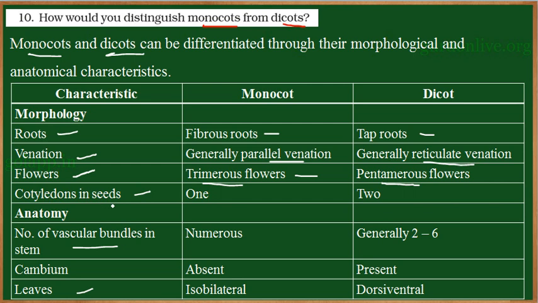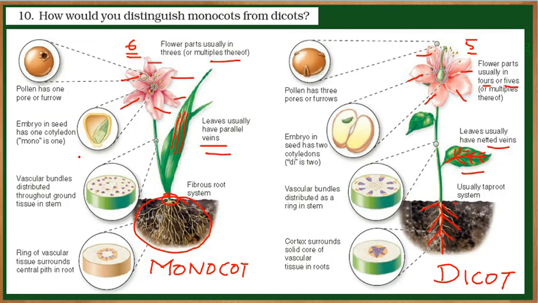So in a seed, how many cotyledons will be present? Based on this structure, the division has been formed. If it has one cotyledon, we call it monocot. If there are two cotyledons in the seed, it is called dicot.